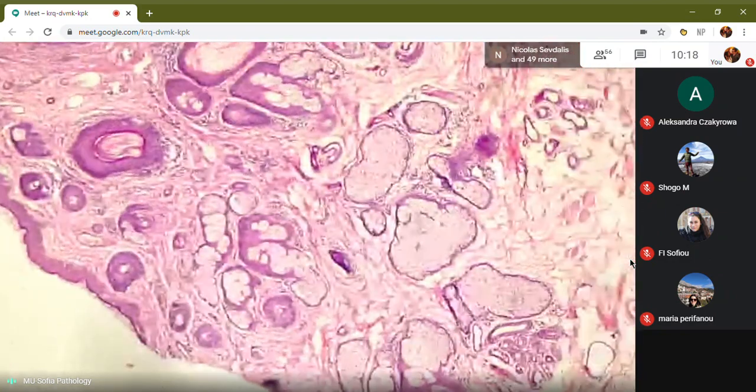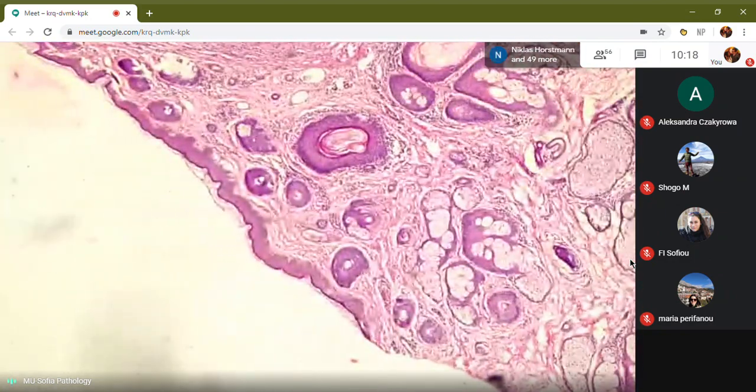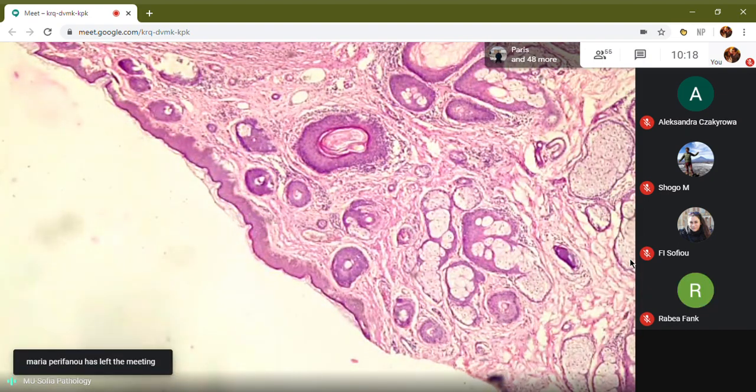Again, we should do our organ diagnosis. Here we see squamous epithelium at the top, that dark purple line, and in the underlying dermis, we see all the sebaceous glands that we know from the previous slide. So again, we say skin.